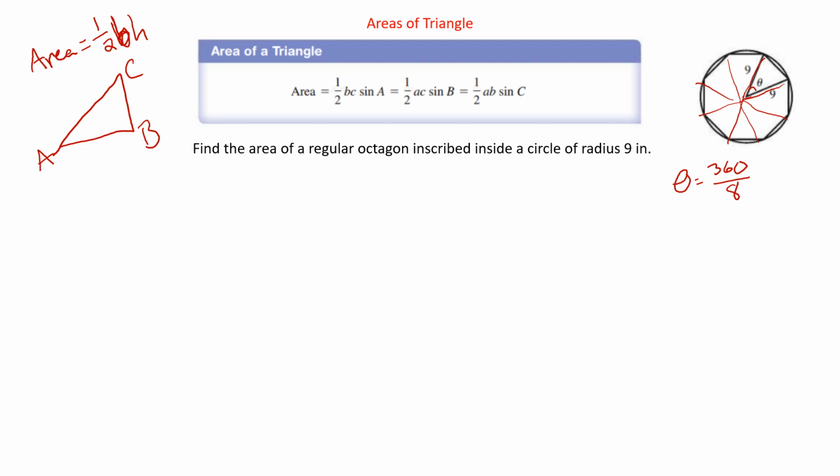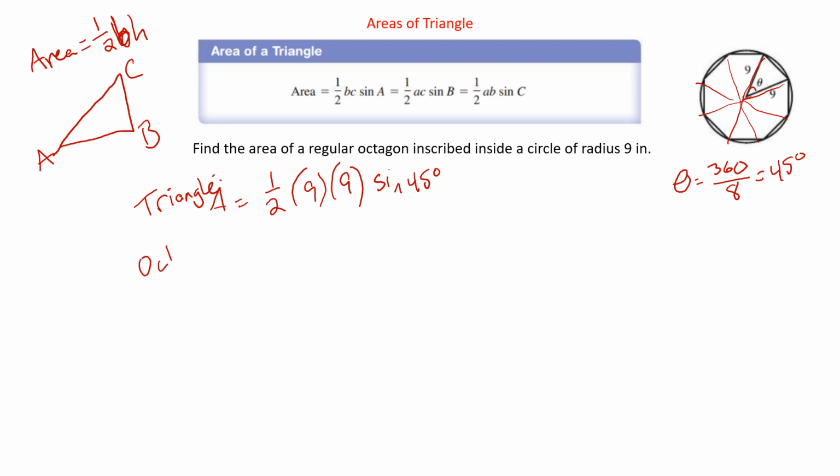What's 360 divided by 8? 360 divided by 4 is 90, so divided by 8 is just 45 degrees. So let's find the area of one triangle. It's going to be 1/2 times B times C, those are both 9 in this case, times sine of 45 degrees. And we could multiply this all out and get a decimal, but this would be for the triangle.